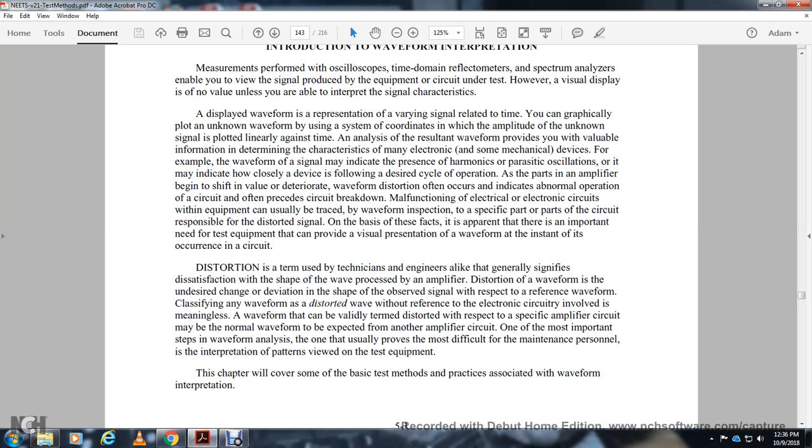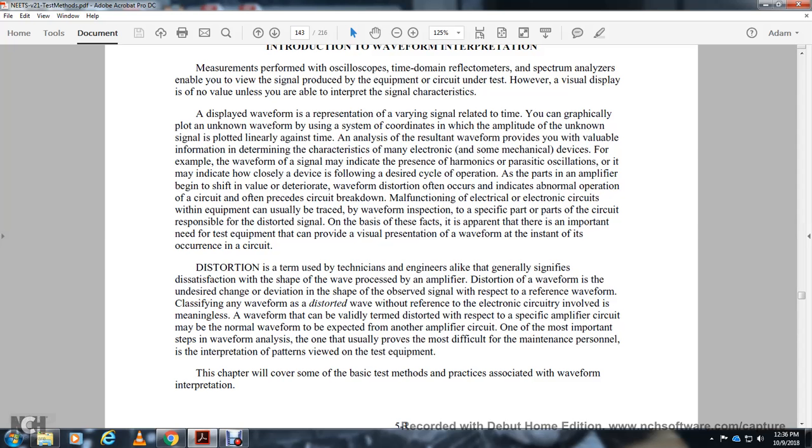Distortion is determined by the technician or engineer, who is likely to expect the signal to have a satisfactory shape after processing by the amplifier. Distortion of the wave is the undesired deviation of the shape of the observed signal with respect to the reference waveform. Classifying a distorted waveform is done with reference to the electronic circuitry involved, since the normal waveform expected from one amplifier circuit may differ from that of another amplifier circuit.